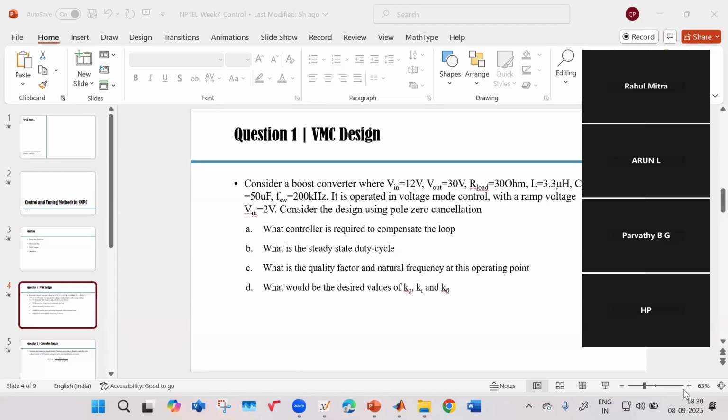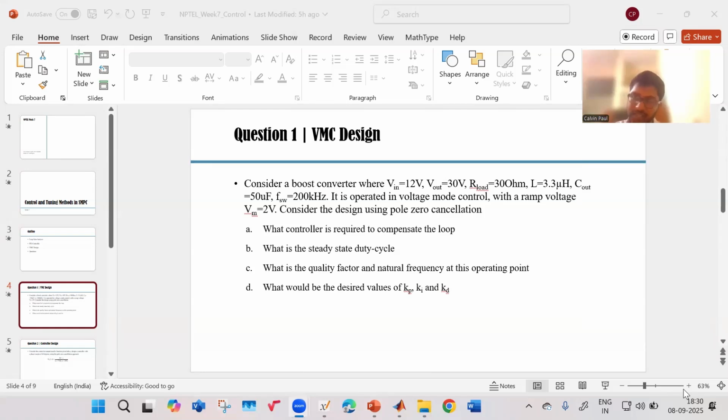You can tell your answers. PID controller. Yeah, PID controller can be used. Yeah, I forgot to mention one point.